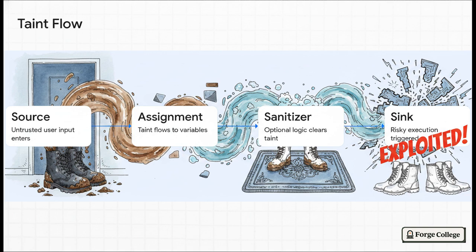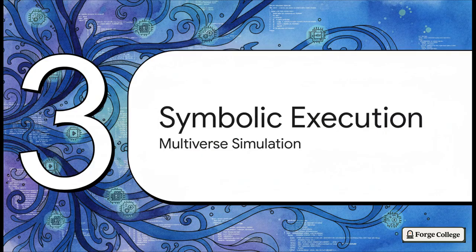Step 3 is the sanitizer. This is optional logic to clear the taint. Think of it like the doormat where you wipe your feet. And finally, Step 4 is the sink, which is the risky execution. Now, if those muddy boots decide to skip the sanitizer doormat and step right onto Step 4, they completely ruin your critical execution sink, and boom, your smart contract gets exploited. Not good.